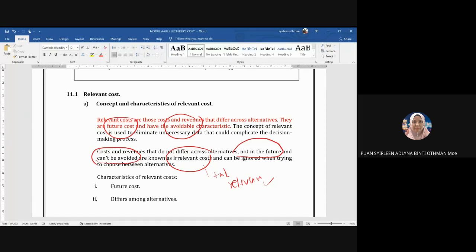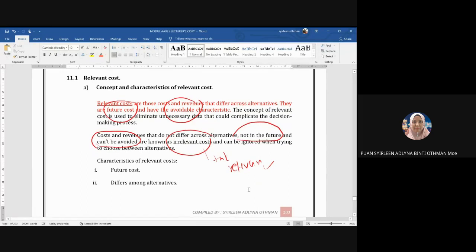Okay, so kita tengok dekat sini, dia summarize, okay, characteristic of relevant cost. Yang pertama, dia mestilah future cost. Okay, lepas tu dia berbeza among alternatives. Okay, sebab relevant cost ni mungkin menentukan apa yang kamu perlu tanggung pada masa akan datang. Contoh, kalau saya beli, ini cost yang saya perlu tanggung untuk produce produk A. Tapi kalau saya buat sendiri, ini cost yang saya perlu tanggung untuk produce produk A.